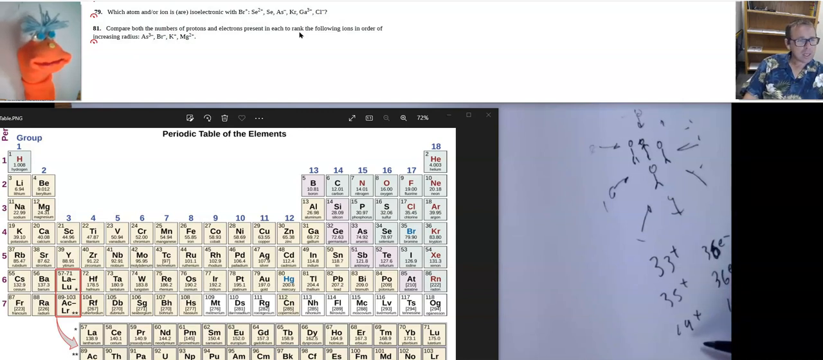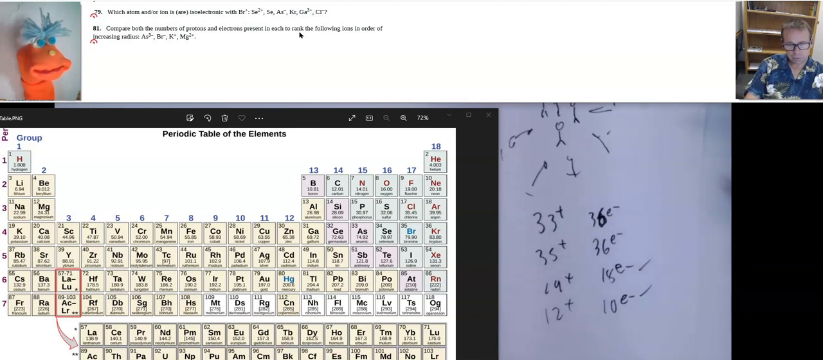Okay, and then magnesium, 12 protons, and plus 2 charge, we have 10 electrons. All right, well, this is obviously going to be the smallest. This is going to be the second smallest. These two here are the only ones that are kind of up for grabs. What do you think?